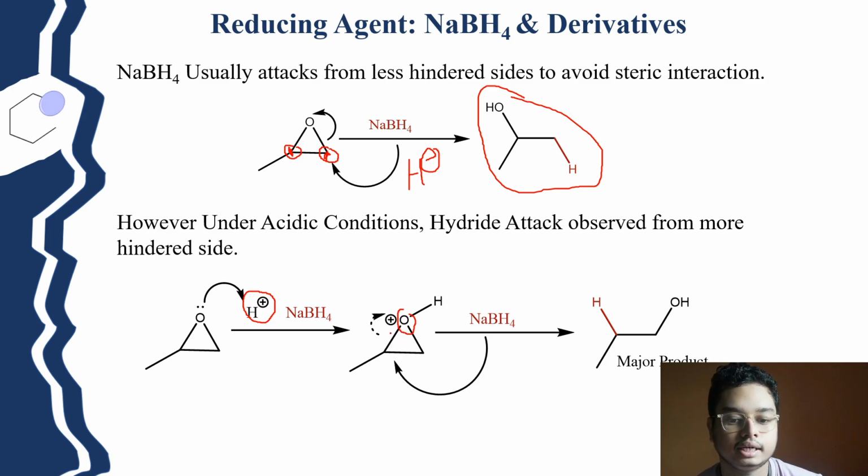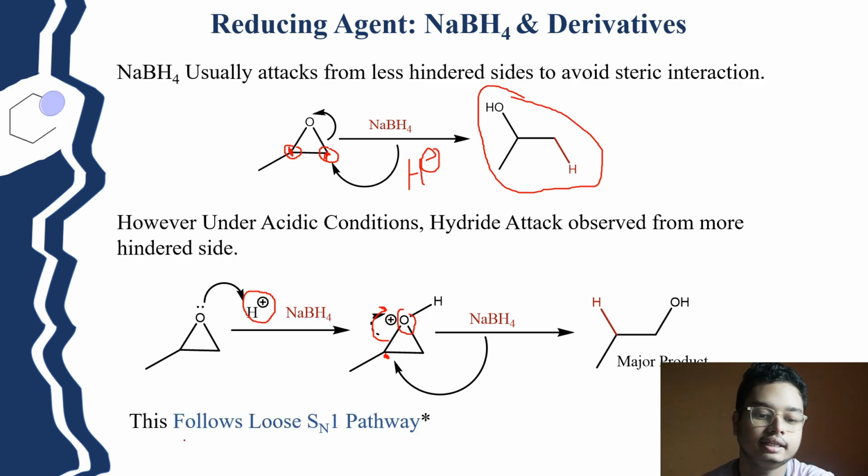So now this particular bond is mostly shifted to here. So the NaBH4, the hydride, will attack here because now this particular center becomes electrophilic, and since it is a nucleophile, simply an electrophilic nucleophilic reaction takes place to form this type of major product, and this follows the loose SN1 pathway. So we'll discuss in brief about the loose SN1 pathway when we learn about SN1 and SN2 reactions.